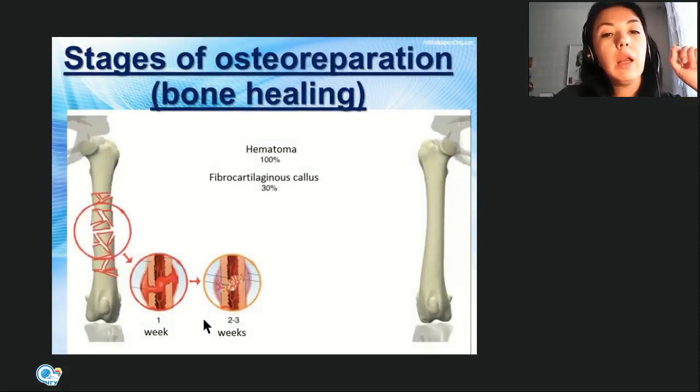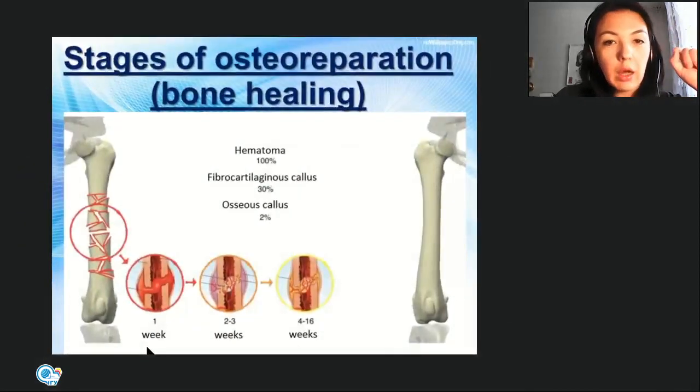Then the fibrocartilaginous callus starts to be formed 2 or 3 weeks after the fracture. But still it is very mobile. So the mobility of fibrocartilaginous callus is 30%. The next, only after 4 weeks, so from 4 to 16 weeks after the fracture, there is an osseous callus. Callus is a new tissue that is formed in the place of the fracture. And here it's rather stable. So the mobility of osseous callus is about 2%.